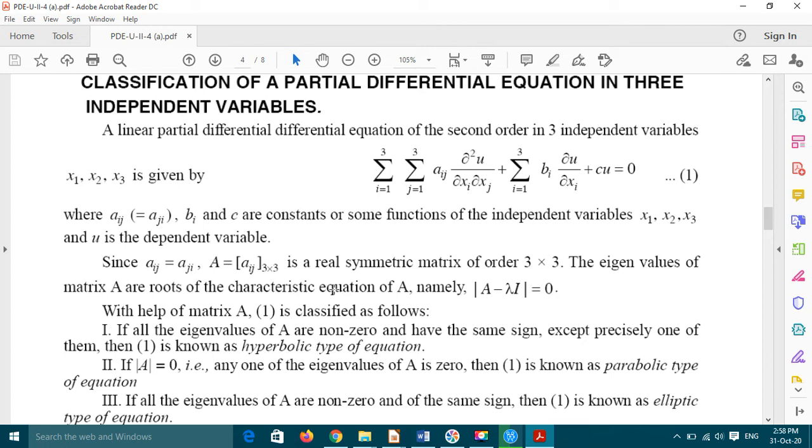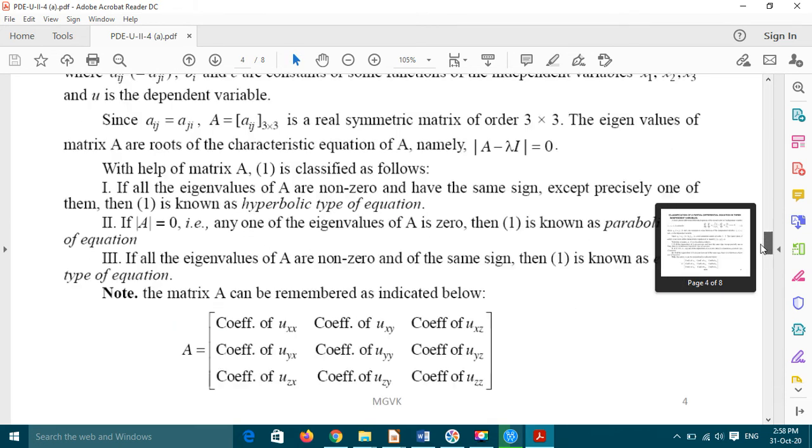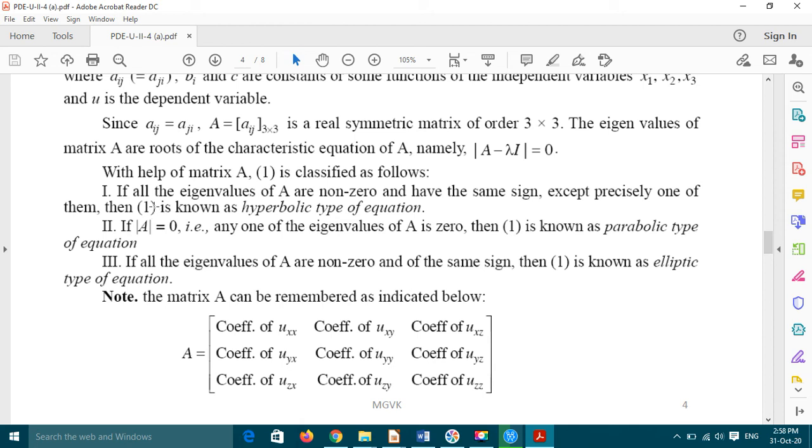Now the eigenvalues of the matrix A are the roots of the characteristic equation, determinant of A minus lambda I equal to 0. You know the characteristic equation of the matrix. With the help of the matrix A, our given differential equation in 3 variables is classified as follows.